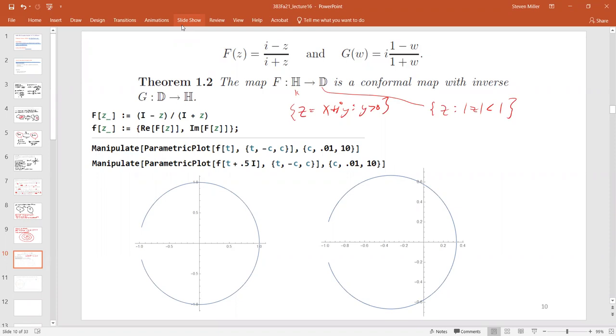I drew going from, I think this is, you know, I can do it as a parametric plot. Let's see if I can do this, we can actually see the movie.